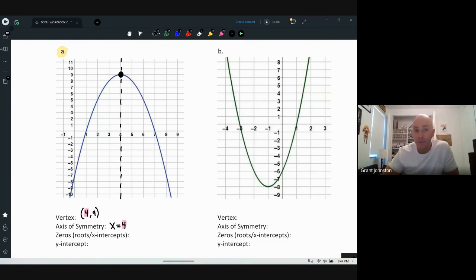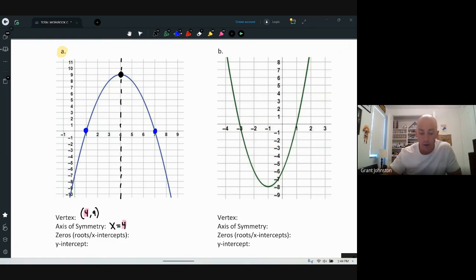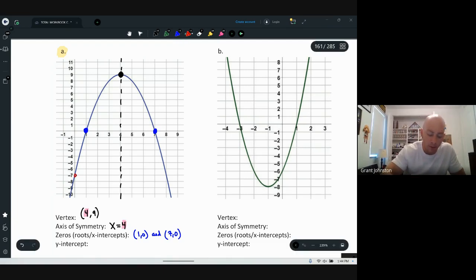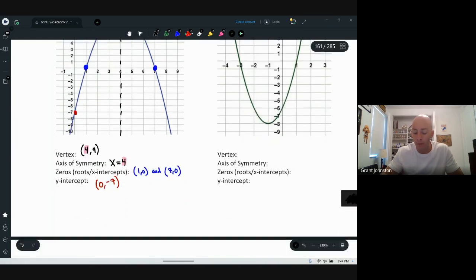The roots are just your x-intercepts, right? So we have it at, let me do that in a different color, +1 and +7. I'm going to write them as a coordinate. You don't have to. You can write them as just 1 and 7, but I'm going to write them as a coordinate. So (1, 0) and (7, 0). So 1 and 7 are our roots. And then the y-intercept, that'd be here at (0, -7). All right. You try B.